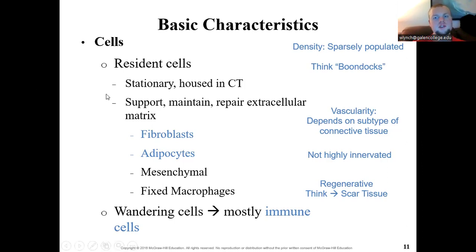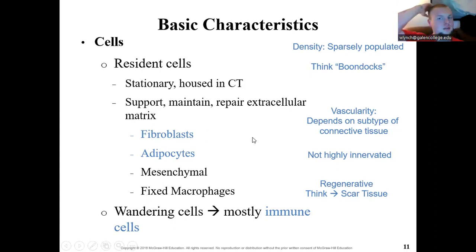In areas of connective tissue, we usually have a decent amount of vascularity, but it's going to be subjective for what the subtype actually is. A denser, more regular connective tissue is going to have less vascularity than a loose areolar connective tissue. It is not highly innervated by nerves, so we don't really have a regenerative capacity for nerve impulse. And we do not really have a good regenerative capacity for tissue regrowth.